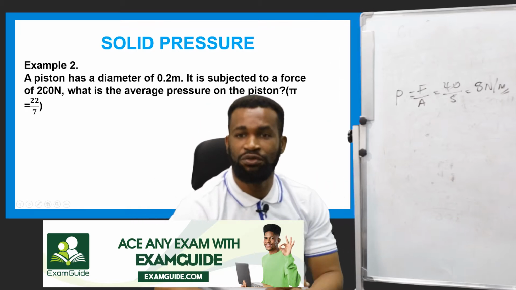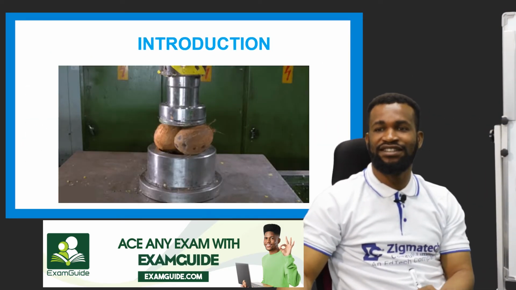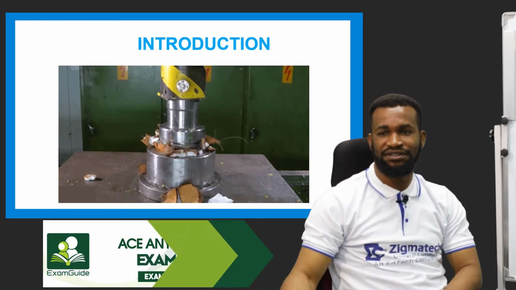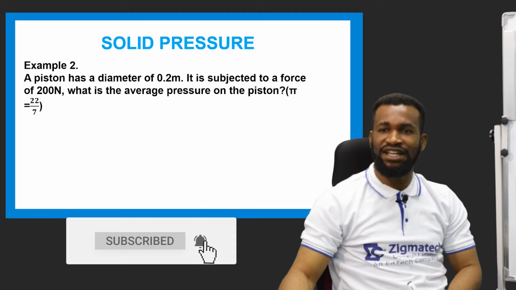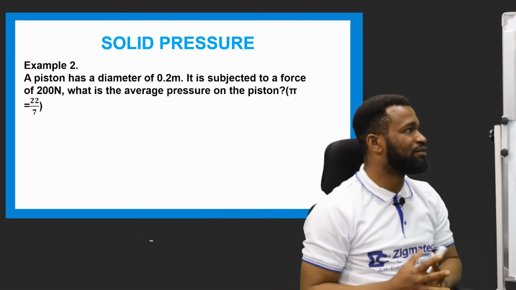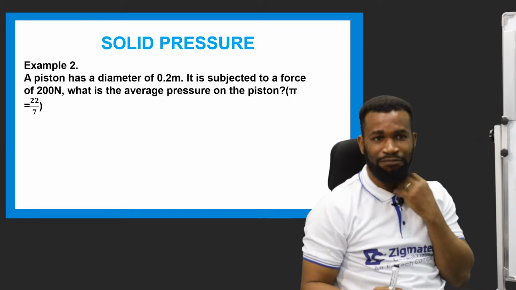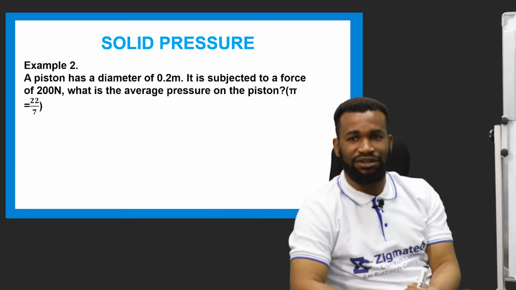Now also we have a piston. This is a very good example of a piston. Now we have it here. In this case, the piston has a diameter. Remember, when we talk about a diameter, we are considering a circular surface, and that means the area of application of the force is a circular surface.